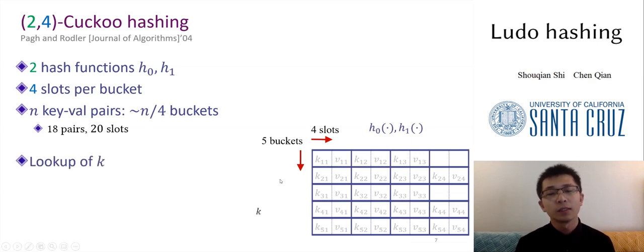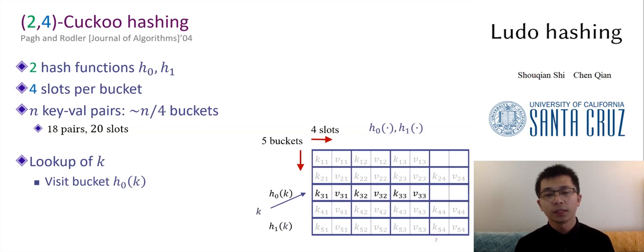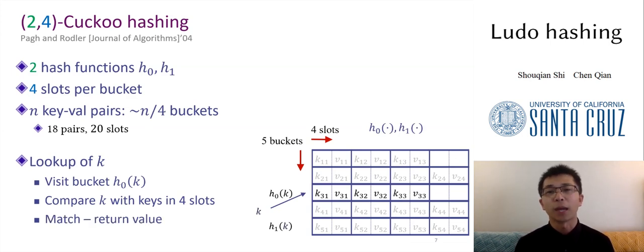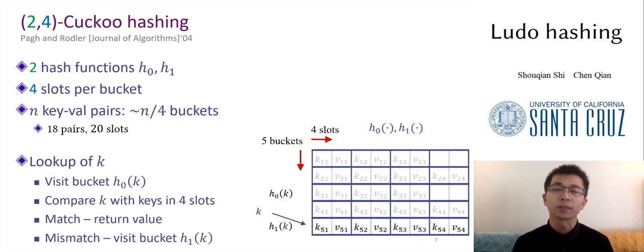We skip the construction of the 2-4 cuckoo and show how it works via the lookup process for a key k. First, the hash values h0(k) and h1(k) are calculated, and then the bucket number h0(k) is visited. k is compared with each key in the 3 non-empty slots in that bucket. The associated value is returned if there is a match. If no luck, the bucket index h1(k) is visited to perform the second try. If none of the 8 slots matches k, k is invalid.